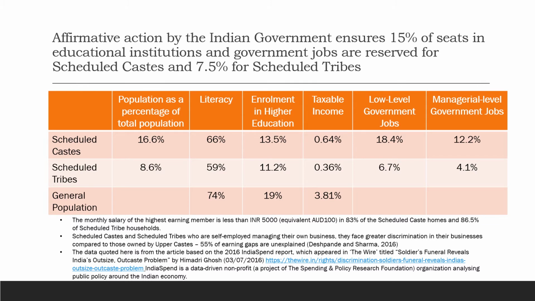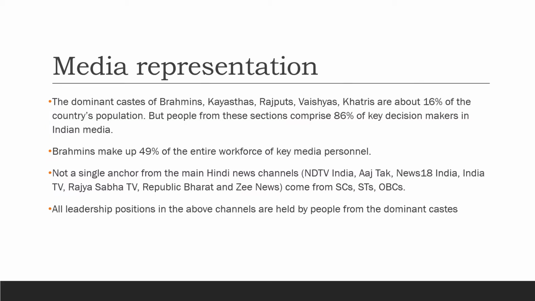66% of the SC population and 59% of STs are literate against 74% of the general population, with just 13.5% of SCs and 11.2% of STs getting enrolled for higher education in 2010-11. Just a meager 0.36% of the ST population earn a taxable income, while among the SCs, this proportion is 0.64%. The monthly salary of the highest earning member is less than Indian rupees 5,000, equivalent to 100 Australian dollars, in 83% of the scheduled caste homes and 86.5% of scheduled tribe households.